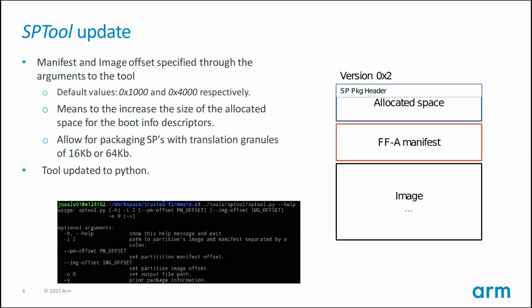The ability to provide these offsets to the tool allows us to provide offsets that are aligned with 16K or 64K translation granules, depending on whether the SPs actually require it. It also provides a means to increase the space to place the FFA manifest. So essentially, these regions will be generated according to these manifests. If we wanted more space for boot information in case that becomes a necessity in the future, we just need to increase the SP's manifest offset provided to the tool.